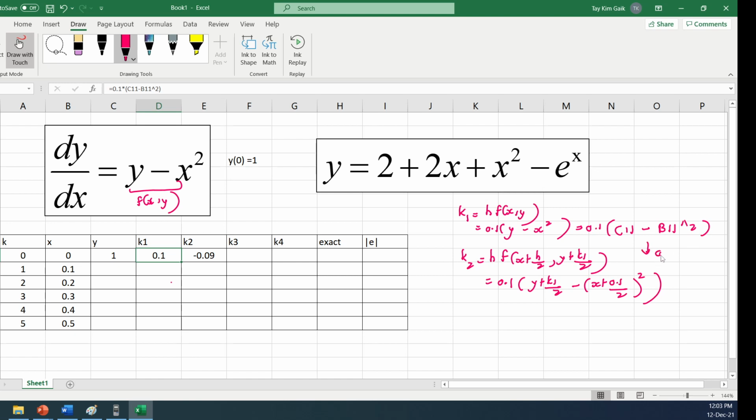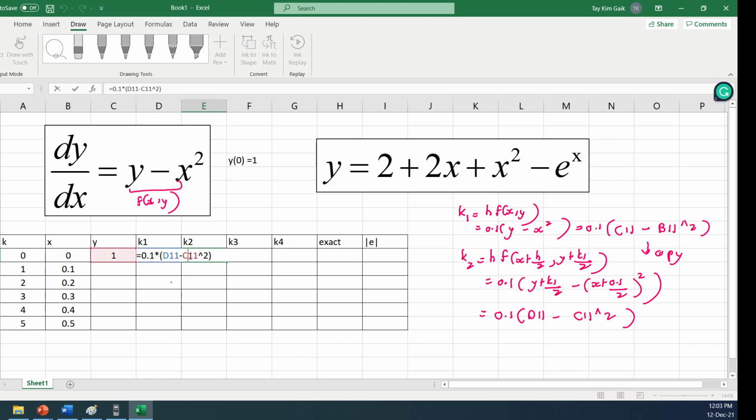So when you copy the formula, the 0.1 constant still stays a constant, but C becomes the next column D, and B becomes C. Then the x and y will run. You see here, initially x and y moved to K1. So the column runs: C becomes D, B becomes C.